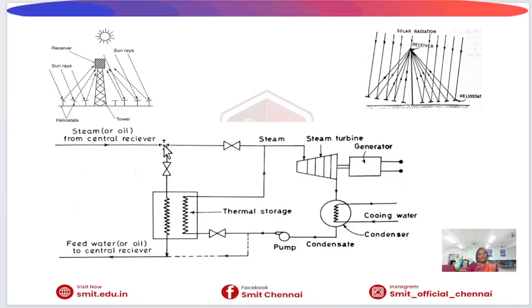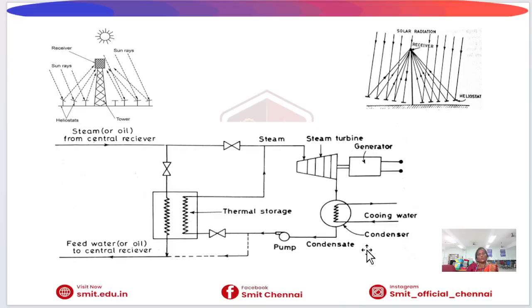In this diagram, we can see the working of a solar power tower system. First, sunlight falls on many mirrors called heliostats. These mirrors are placed on the ground and they continuously track the sun. Their job is to reflect and concentrate the sunlight toward a central receiver located at the top of the tower.